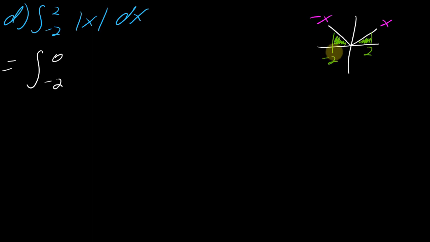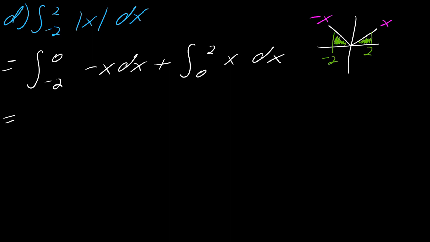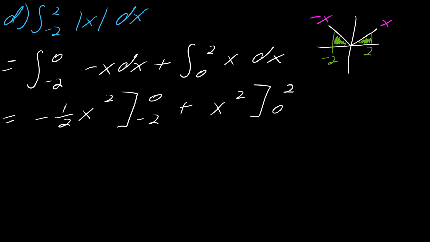From -2 to 0, this part of the graph is negative x, so that's something I can integrate. And then from 0 to 2, this leg is just x. So there are your two pieces, and you can break it up and go this way. If I find my antiderivatives, this will be -1/2 x squared, and I need to evaluate that from -2 to 0. And for this other one, this is x squared, and I need to evaluate that from 0 to 2.